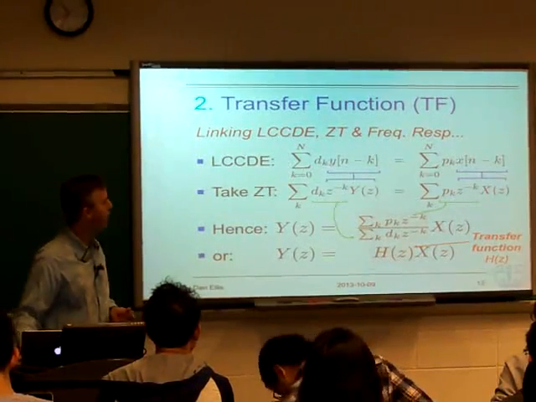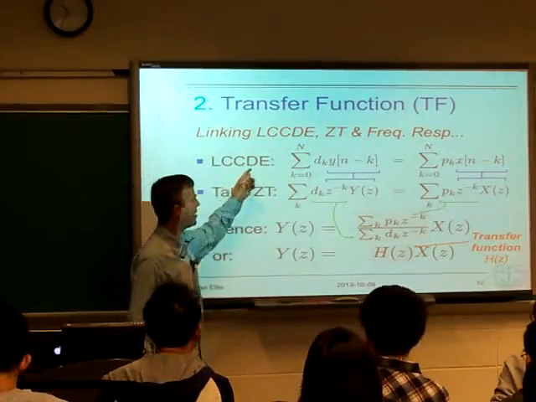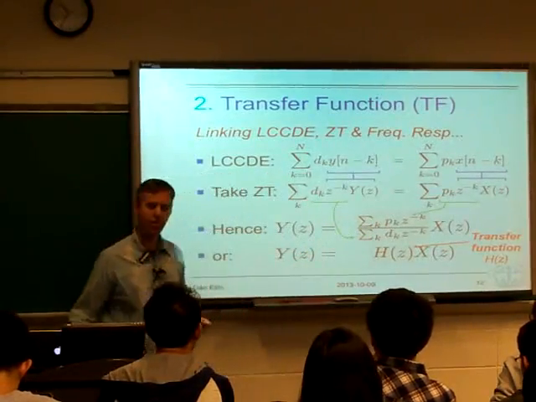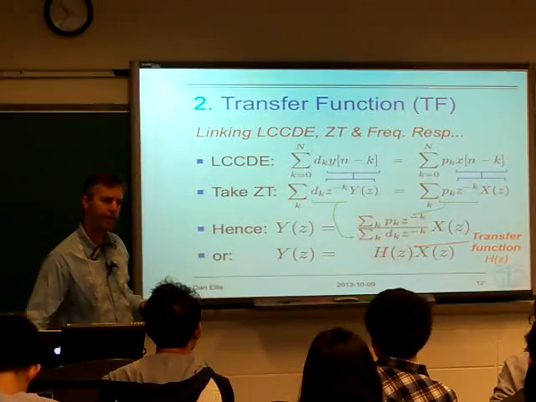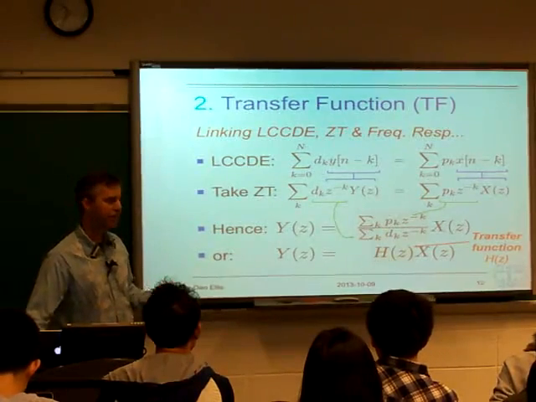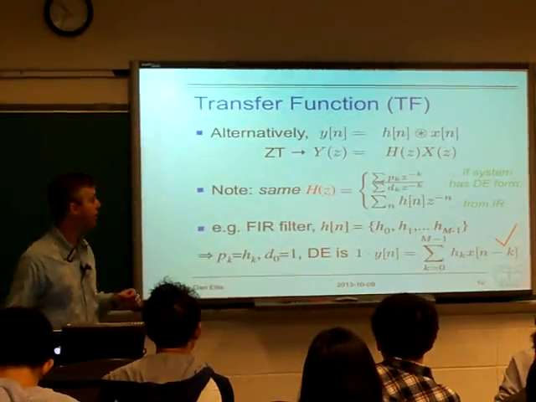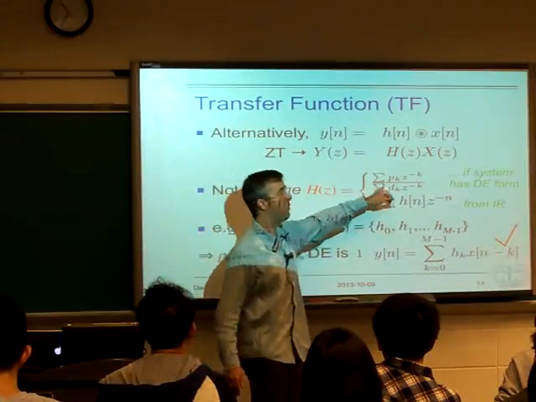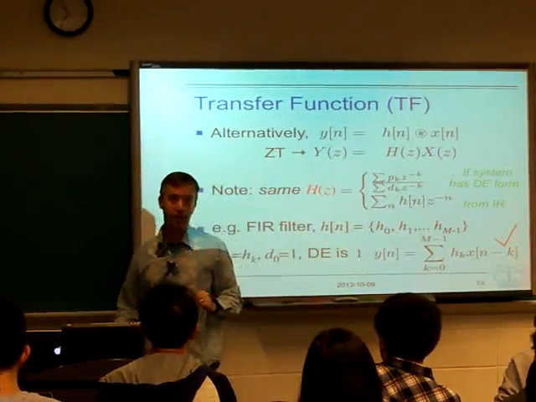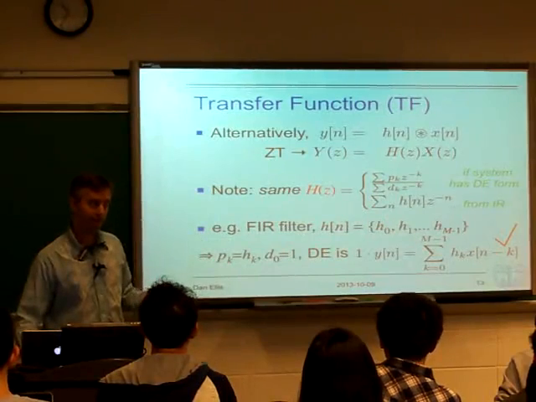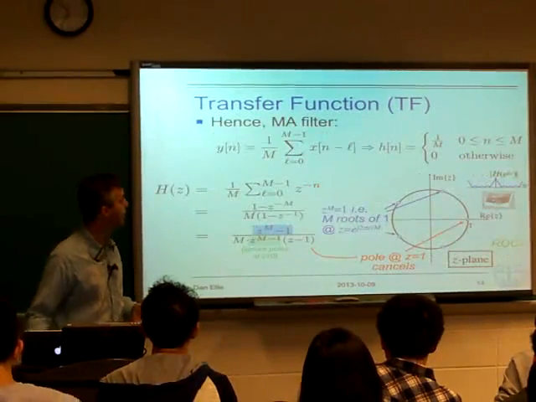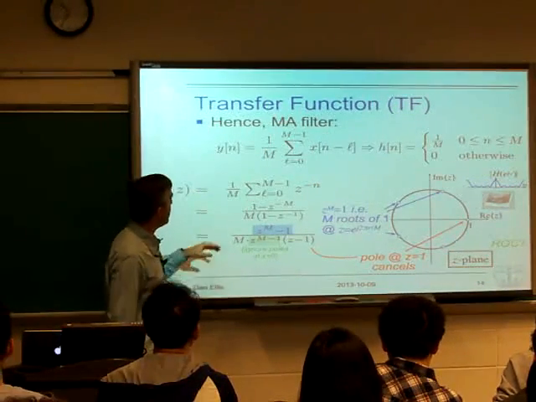In particular, the way that the LCCDE more or less goes straight to this rational polynomial in Z, which we've seen is a powerful way of understanding what's going on in the Fourier transform, right? Because once we get this polynomial in Z, we can find its roots, and then we can understand what the Fourier transform is going to be. So let's do that now.